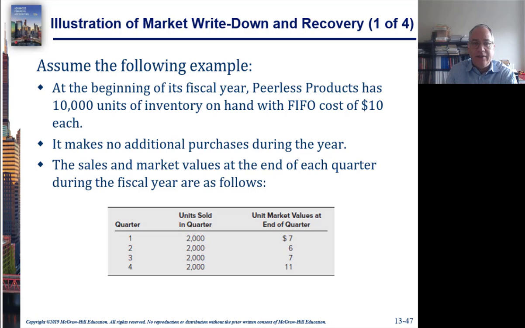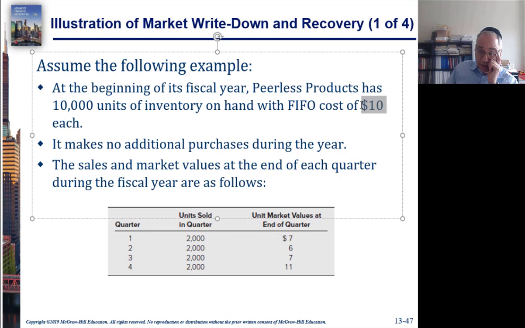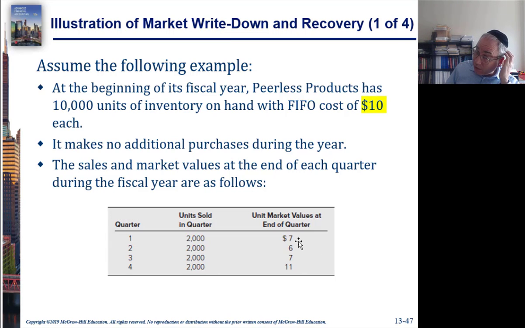So let's talk about it. Let's say at the beginning of the year, Peerless has 10,000 units on hand, with a FIFO cost of $10 each. They make no additional purchases during the year, and sales and market value at the end of the year is as follows. So you can see here they paid $10 a unit. At the end of quarter one, it's only worth $7. At the end of quarter 2, it's worth $6. End of quarter 3, it's worth $7 again. And by the end of quarter 4, the price has recovered to $11.